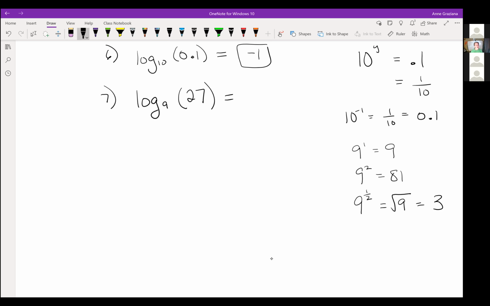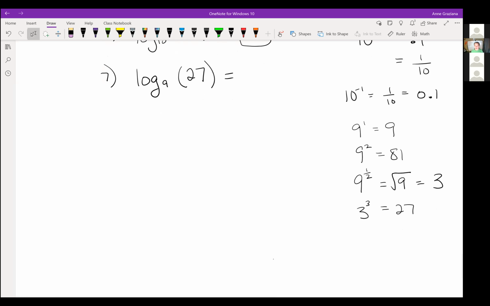Now, 3 to what power gives us 27? Yeah, 3 to the 3rd is 27. So now let's put it all together. I feel like this is a little Sesame Street skit. If you have this and this, then put it all together, okay?